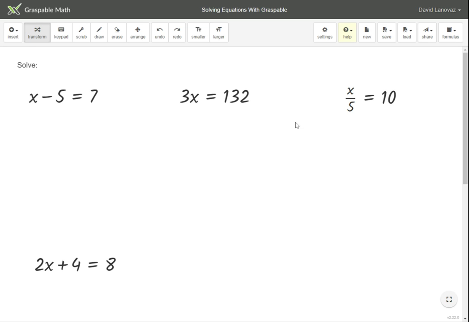This video is going to show how to use Graspable Math to solve some equations. So we've looked at solving equations already. We're going to use Graspable Math to do that. So here's the equation we're going to start with: x minus 5 equals 7.